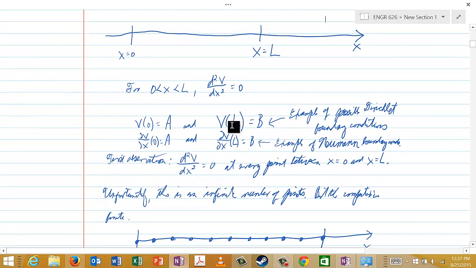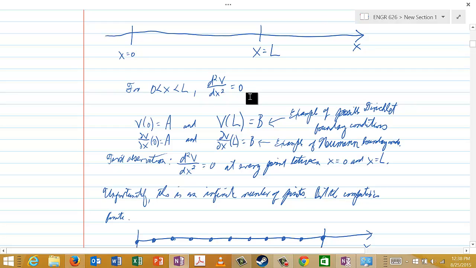And again, in the interior region, since there's no time variation, and the medium in there is constant, and there's no variation with respect to y or z, and there's no charge, since all of those are satisfied, we can say that in this region d squared v dx squared is equal to 0.